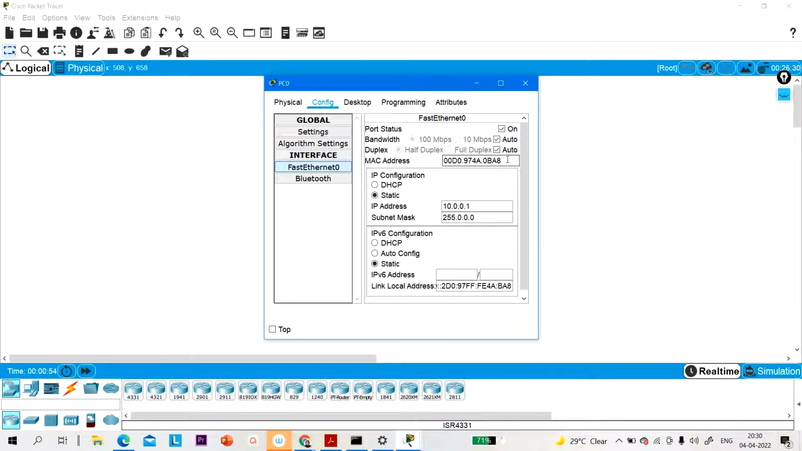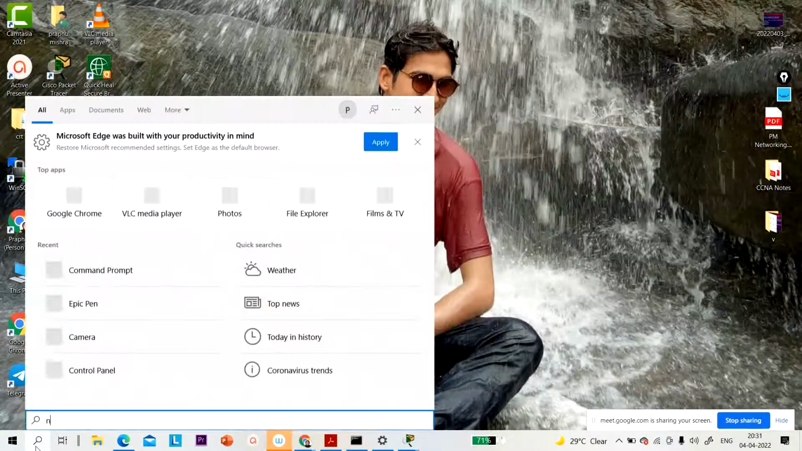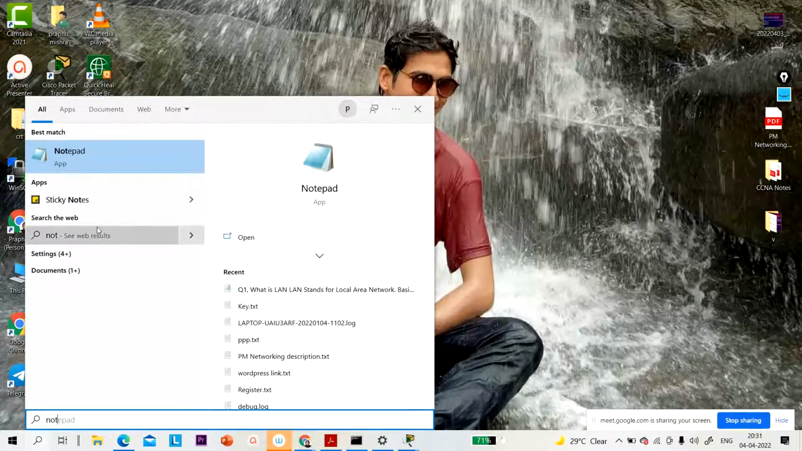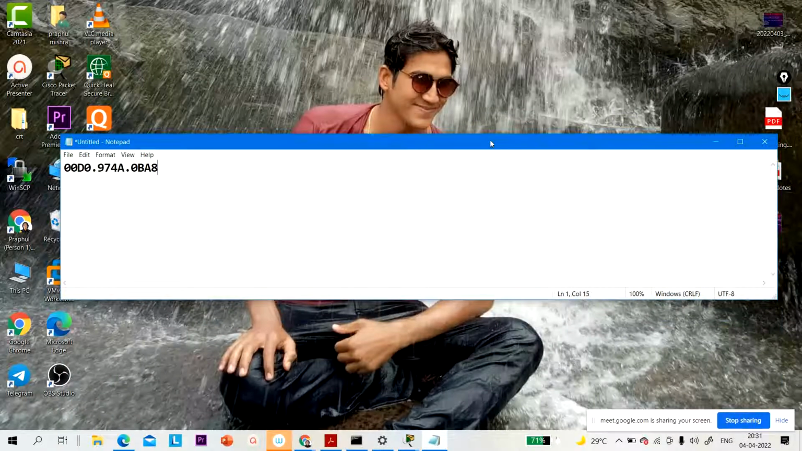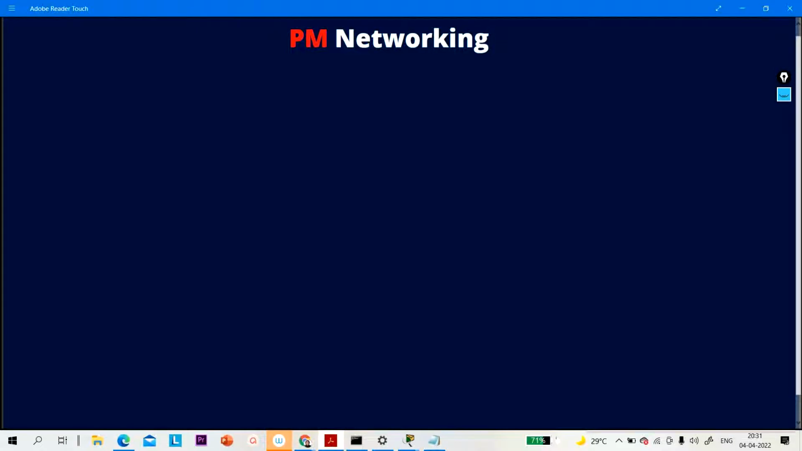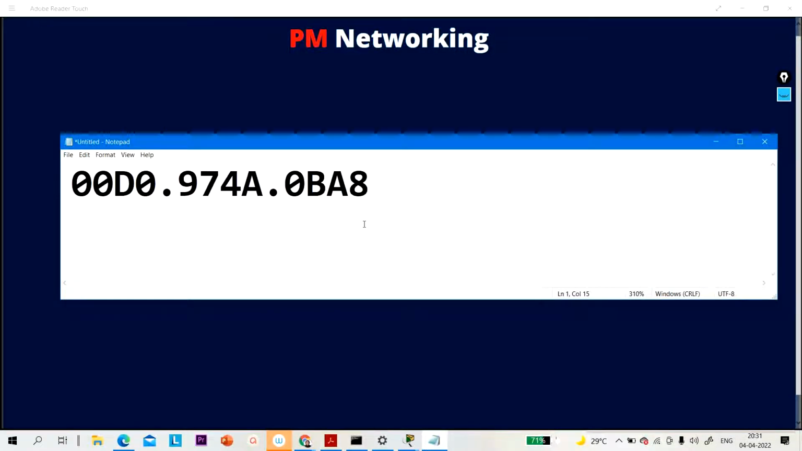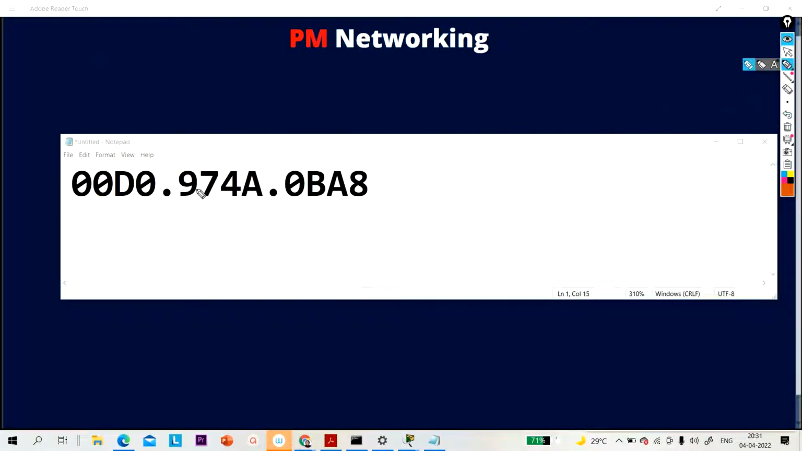This is the representation in Cisco IOS. This is how we represent a MAC address in Cisco IOS. A 48-bit address represented in 3 fields in Cisco IOS.